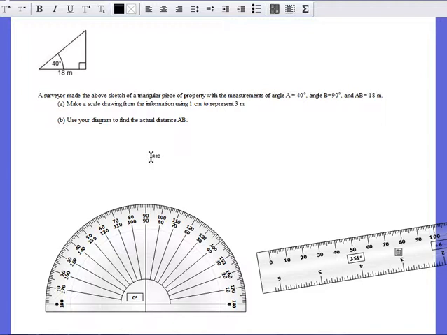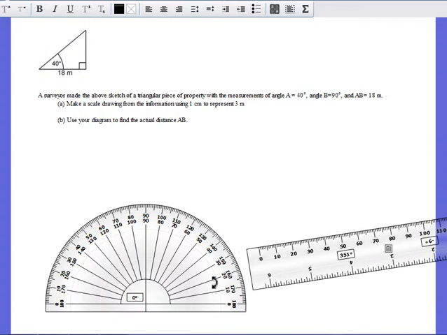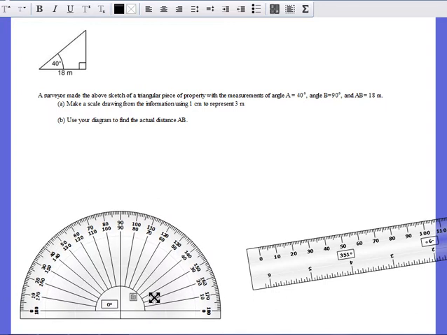The first task, that's task A. Make a scale drawing from the above information using 1 centimeter to represent 3 meters. And part B, using your diagram to find the actual distance BC. Of course, we're clearly going to need our ruler, a pencil, and your protractor for this question. You don't need to construct those angles because the question clearly says draw them. When the question says draw, you don't need to use a compass or a protractor to construct any of these. So we're going to draw this thing to scale.